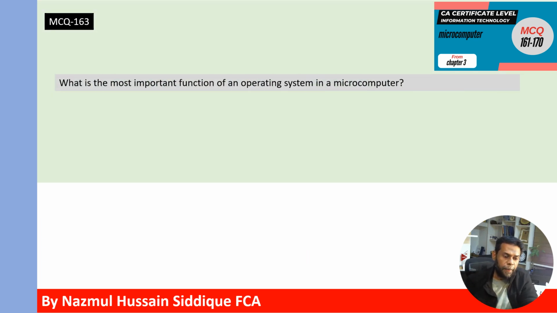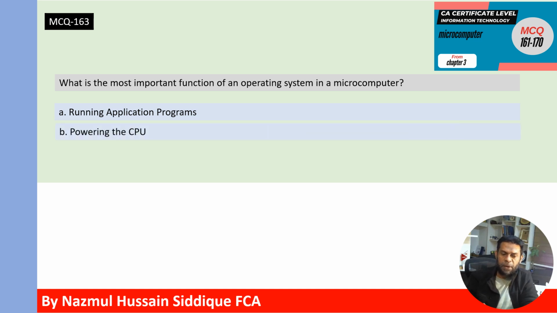Next question. What is the most important function of an operating system in a microcomputer? Option A, running application programs. Option B, powering the CPU. Option C, managing network traffic. Option D, controlling printer speed.